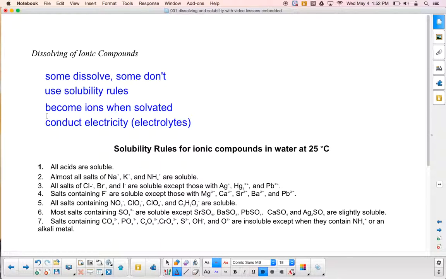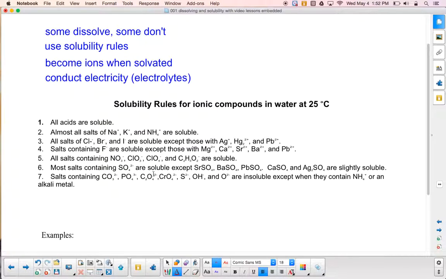We do know that ionic compounds become ions when solvated, and they conduct electricity, or in other words, they're electrolytes. These solubility rules are going to help us determine which ionic compounds dissolve in water and which don't. These rules work like a hierarchy. You always start at the top and work your way down. As soon as you find a rule that works, you stop, use that rule, and don't look any further.